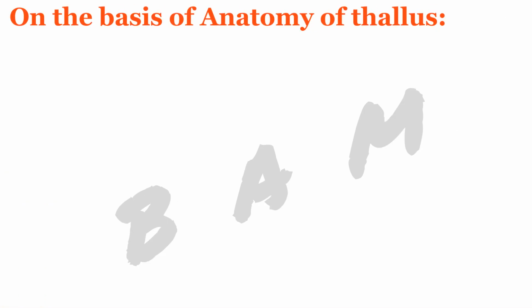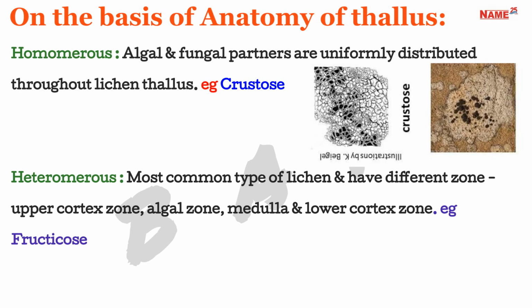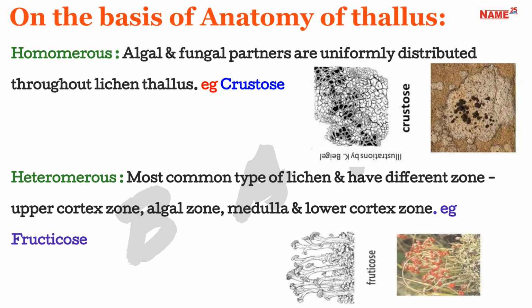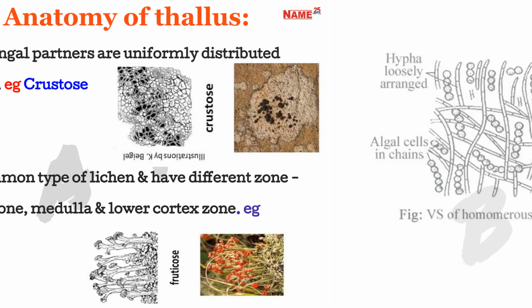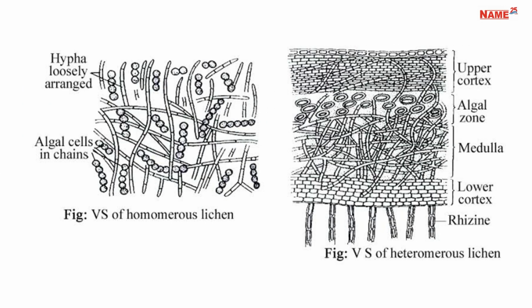Anatomy-based classification includes homomerous thallus, where partners are uniformly distributed, typical of crustose lichens. The heteromerous thallus, the most common type, has distinct zones, an upper cortex, algal zone, medulla, and lower cortex, as seen in fruticose lichens. These diagrams illustrate the internal differences between the homomerous and heteromerous lichen thallus structures.